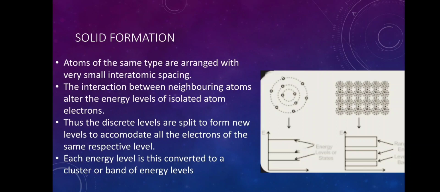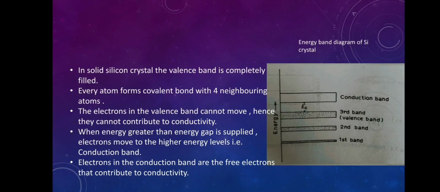For every corresponding level there are n more replicas, and thus you can assume that you are forming a continuous band of energies instead of discrete levels. The energy band diagram of silicon crystal. As you can see, there are different bands of energy which are corresponding to the discrete energy levels of an isolated atom of silicon. Okay, so in the case of silicon, the valence electrons are existing in the third shell.